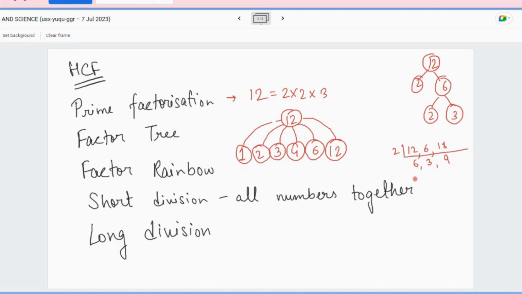Now we can see over here, all the numbers are divisible by 3. So let us do it. Divisible by 3. 6 divided by 3 gives us 2. 3 divided by 3 gives us 1. 9 divided by 3 gives us 3. Now in this set of 3 numbers, 2, 1 and 3, do I have any more common factors? Is there any number with which all the 3 numbers will be divisible?